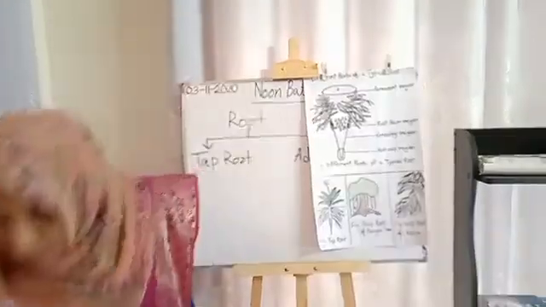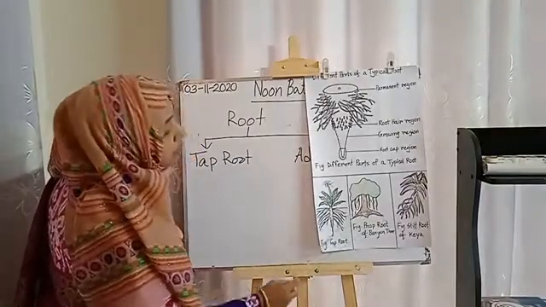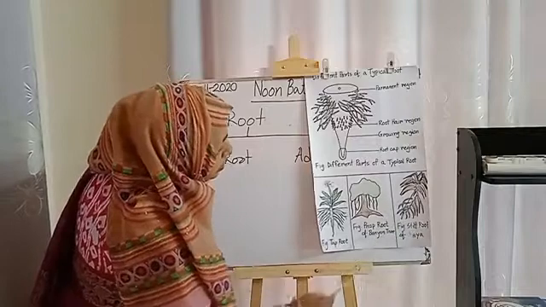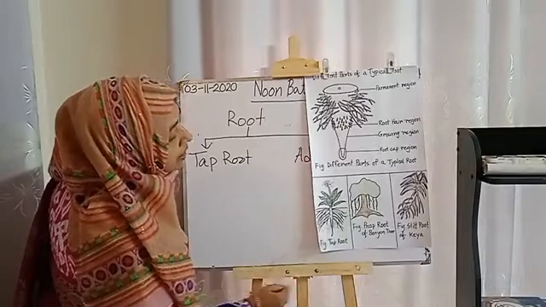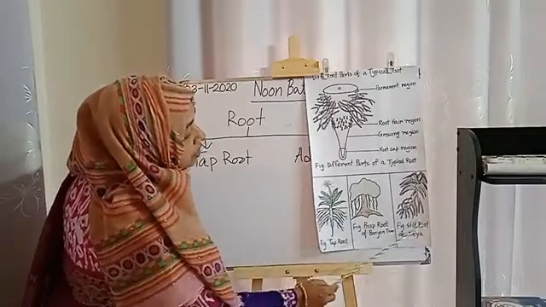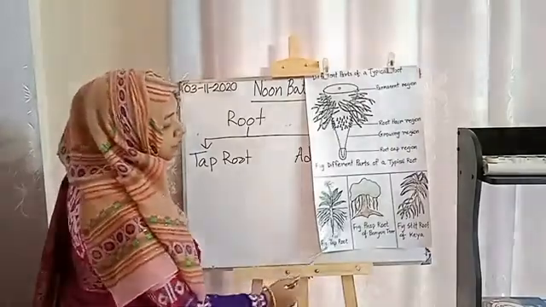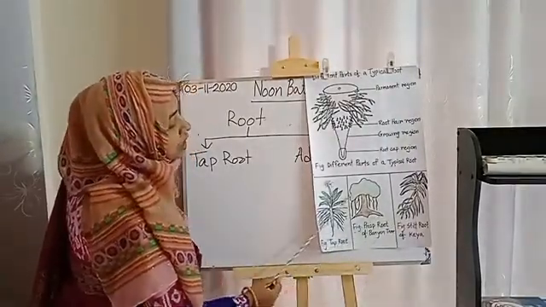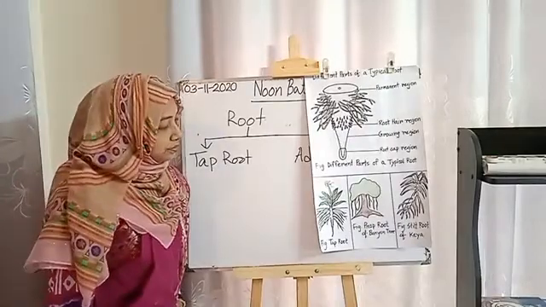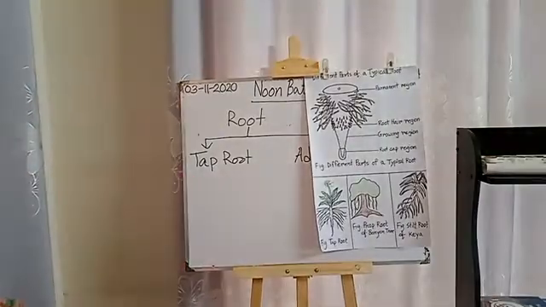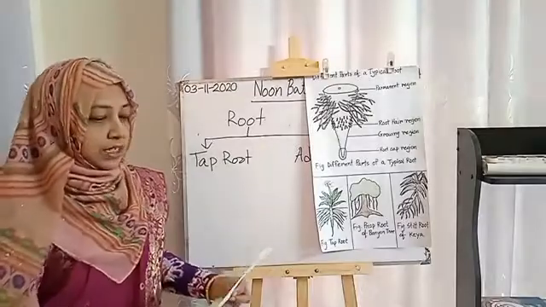Now this is taproot, this is prop root, that means adventitious root, this is stilt root. It gives support, it acts like a pillar, and they also act like a stilt. Is it clear? They give support to the plant. The adventitious root in this case gives support to the plant, acts like a pillar. Now we are going to learn the different parts of a typical stem.